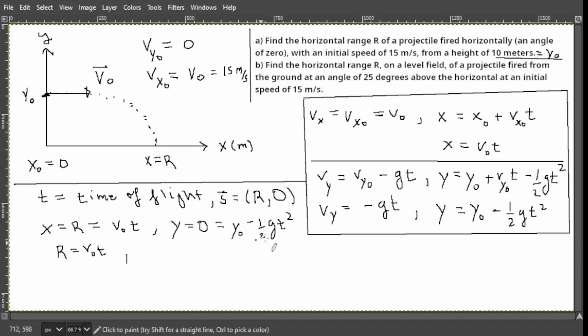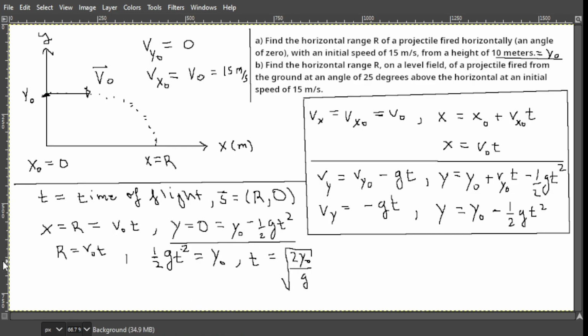In fact, the first step would be to move this term to the left-hand side of this equation. This minus term, this minus 1/2 gt squared. 1/2 gt squared is equal to y0. That's coming from this equation right here. So now I can solve for this t right here. This t, what's that equal to? Just solve for it. 2y0 divided by g, take the square root. So this tells me what my range is.